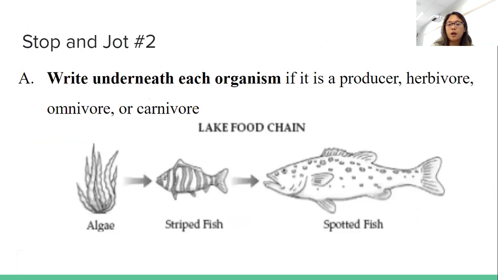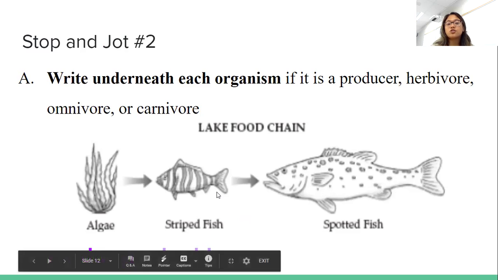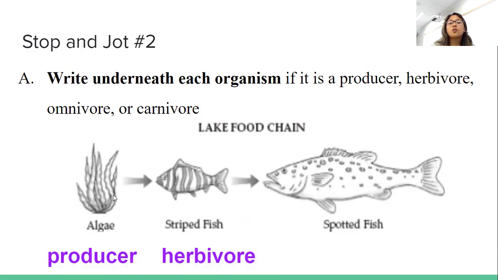So let's take a look at this stop and jot. Pause, and label underneath each organism: what is each organism based off of just this information in the food chain? Is it a producer, an herbivore, an omnivore, or a carnivore? Well, at the beginning of every food chain, you always start with a producer, organisms that make their own food. Now, its energy is going to the striped fish, and that striped fish is eating this plant, or a producer. So that's an herbivore. And the spotted fish is eating the striped fish, which is another animal. So that's a carnivore.